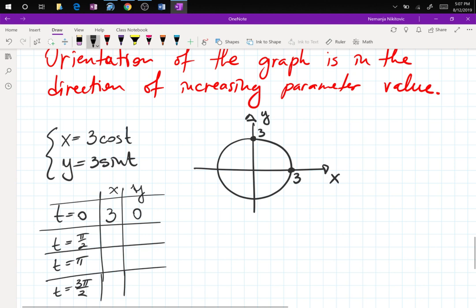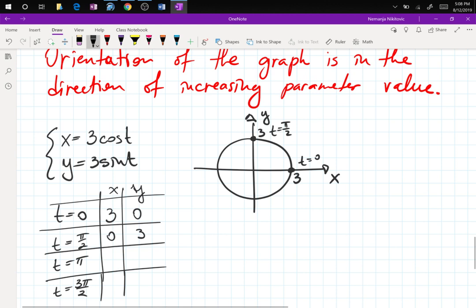So the first, t equals 0, is this point here on the x-axis. You see x is 3, y is 0, so that's the point. At t equals pi over 2, cosine of pi over 2 is 0, so that's a 0. And sine of pi over 2 is 1 times 3 is 3, so 0, 3. And we are here at t equals pi over 2, exactly what you expected.